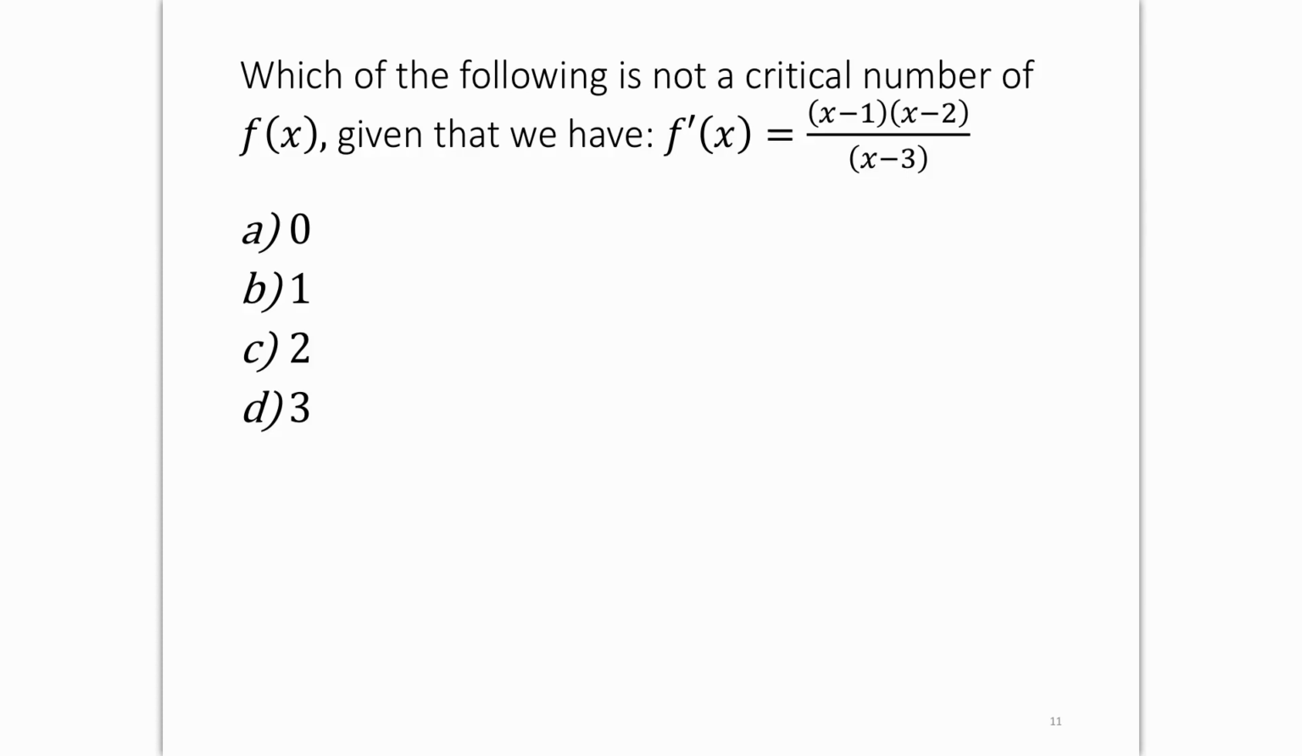Alright, let's take a look. If you remember, a critical number has to make the derivative 0 or the derivative undefined. Well, if we plug in x equals 1, 1 minus 1 will be 0, and so overall the derivative will be 0. If we plug in 2, 2 minus 2 will be 0. If we plug in 3, 3 minus 3 will be 0, and that will make the derivative undefined.